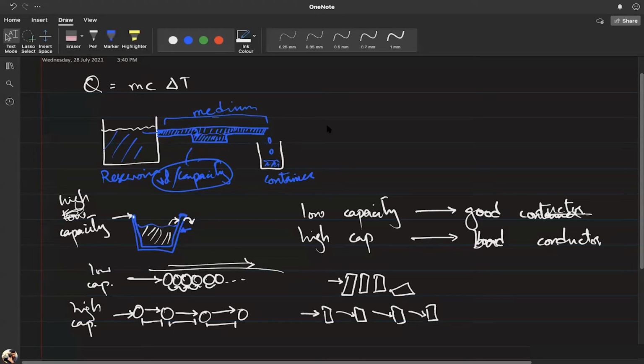So very good. Okay, so if I want something to actually, so for example, I want to transmit the heat from the sunlight to the photovoltaic cell.